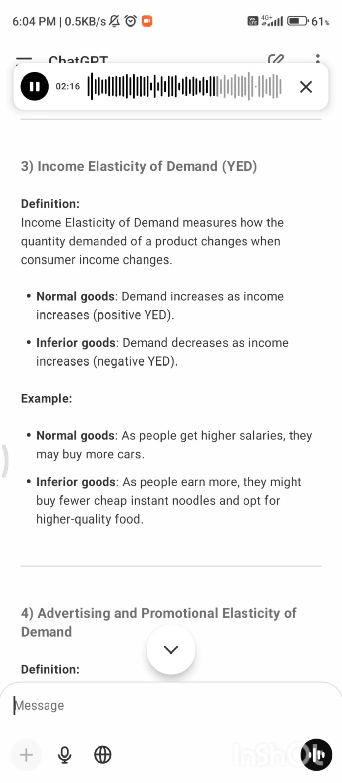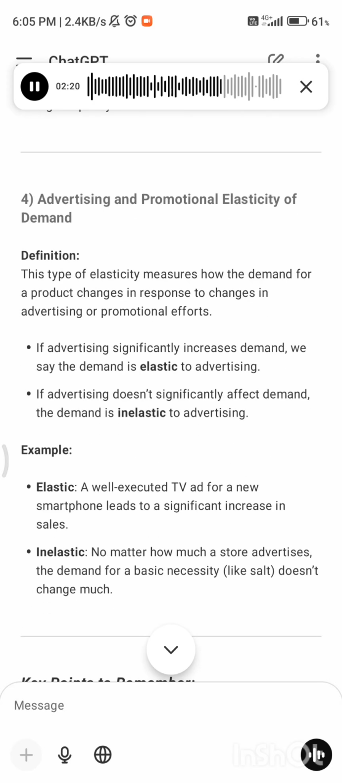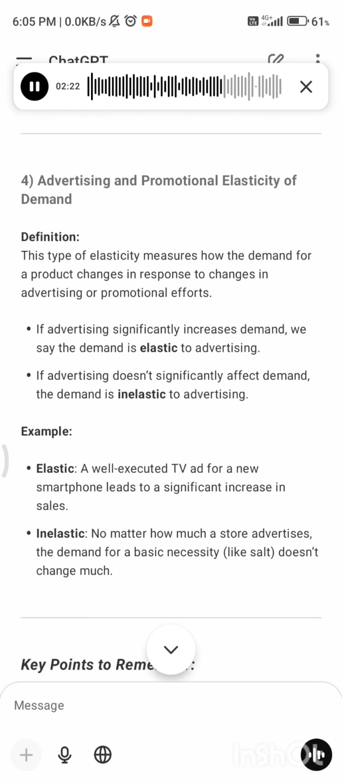4. Advertising and promotional elasticity of demand. Definition. This type of elasticity measures how the demand for a product changes in response to changes in advertising or promotional efforts. If advertising significantly increases demand, we say the demand is elastic to advertising. If advertising doesn't significantly affect demand, the demand is inelastic to advertising.